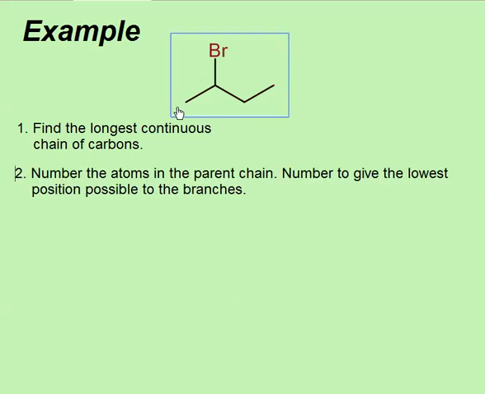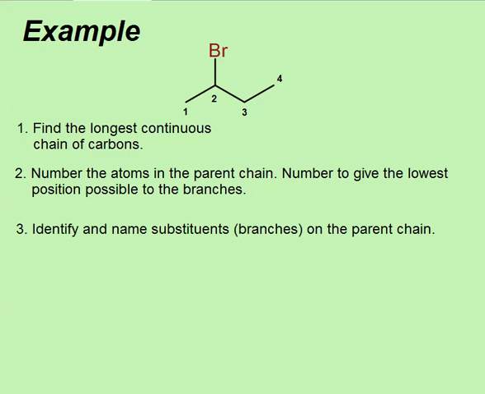If we numbered from the left, the first branch would be on carbon 2. If we numbered from the right, the first branch would be on carbon number 3. So we're going to number the main chain from the left. And now that we've locked in the main parent chain carbons for the molecule, we want to identify those branches and where they are in the molecule.